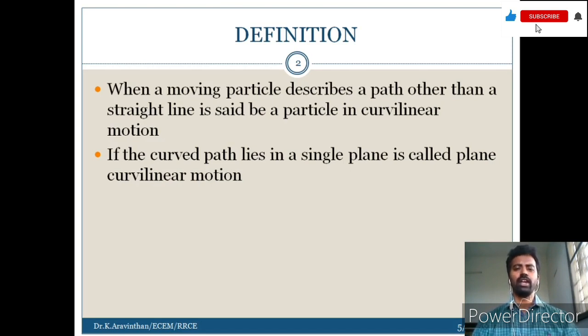Each and every object has three-dimensional movement. But if we consider only a single plane, then those problems can be sorted out by using curvilinear motion. Say, for example, a car is moving on a road. It is moving only in the x plane, along the ground, so it is a curvilinear motion problem.